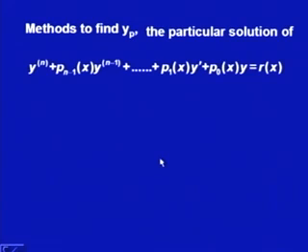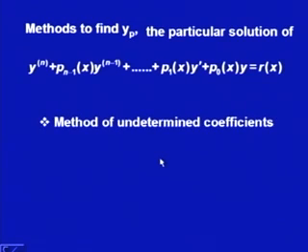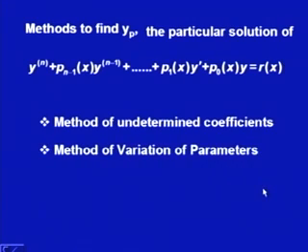Here also we will learn two methods. The first is the method of undetermined coefficients, and the second is the method of variation of parameters. Do you remember that we have already done these methods in the case of second order linear non-homogeneous differential equations? Here we have an nth order equation. Again we will learn these methods. So, first let us learn the method of undetermined coefficients.